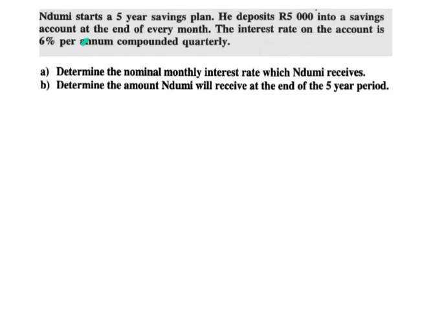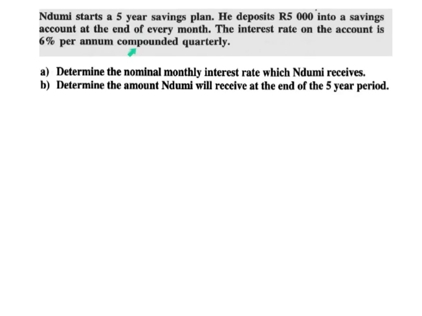In a savings account, at the end of every month, he is depositing every month. Read the question very carefully. The interest in the account is 6% per annum compounded quarterly. Determine the nominal monthly interest rate which Doomy receives.